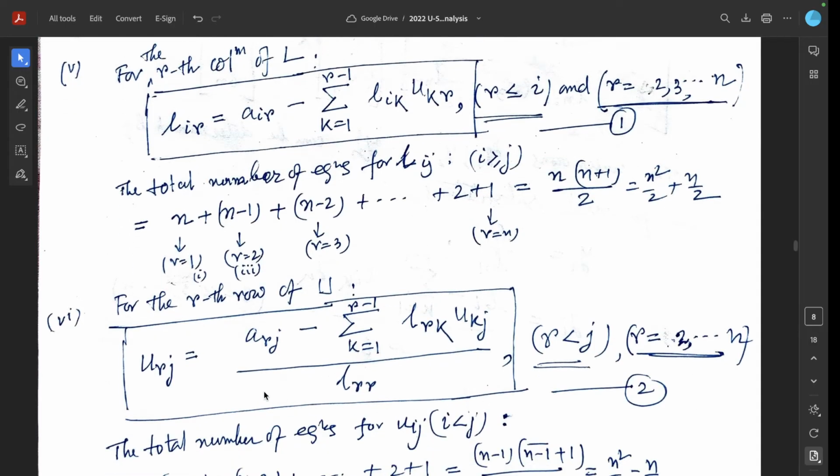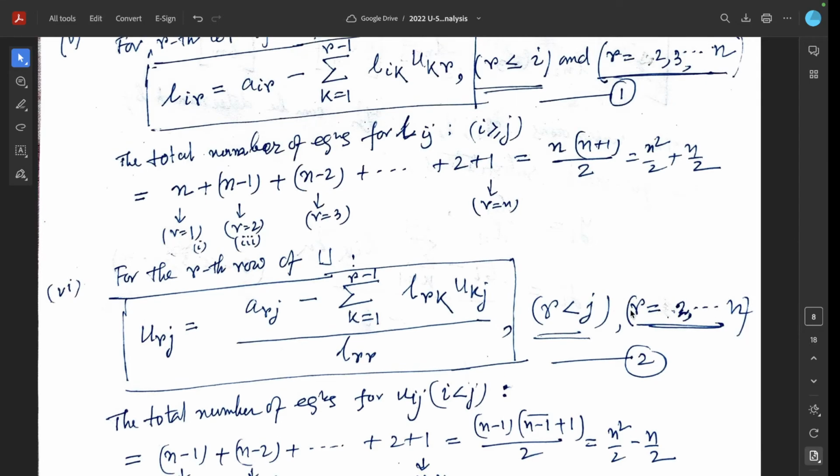And similarly, to find the rth row of U, Urj equals Arj minus summation k equal to 1 to r minus 1 Lrk Ukj, whole divided by Lrr, r less than j, r equal to 2, 3 up to n. When r equal to 1, these terms vanish.